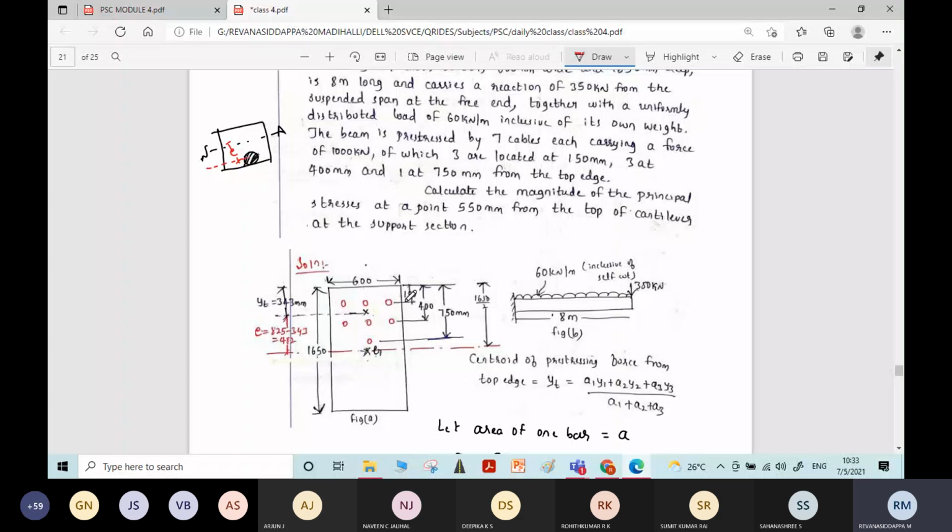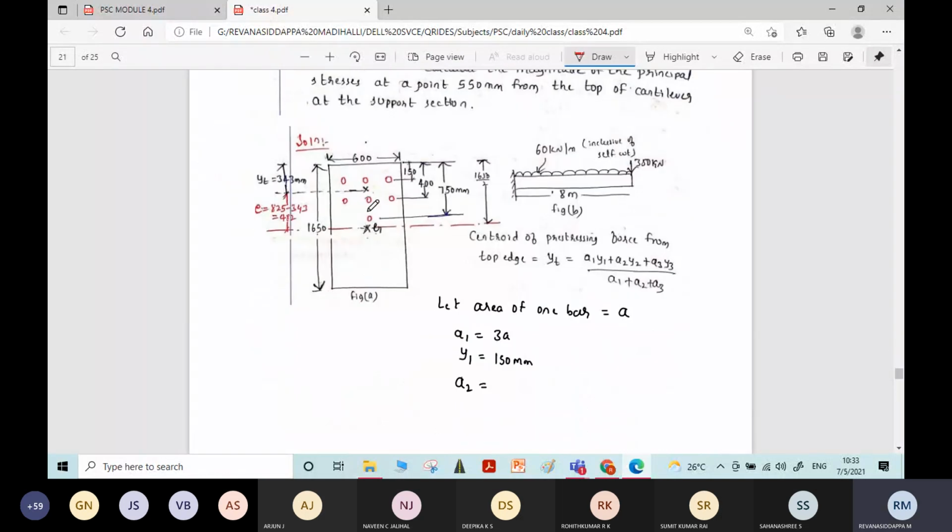Here 3 bars are located at 150 mm, 3 bars are located at 400 mm, and 1 bar is located at 750 mm. For that purpose, first we have to identify the centroid of all these bars. After knowing the centroid of all these bars, the distance between that centroid and the centroid of the whole section will give the eccentricity. In this way we have to find the eccentricity here. You got the idea?